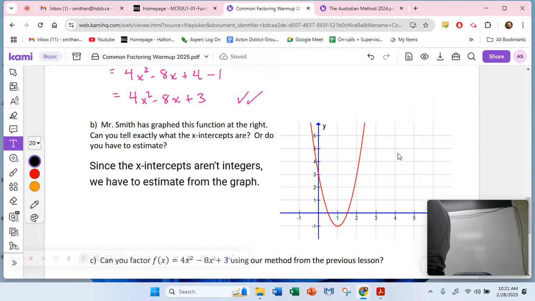So while I pass around the next thing, my question to you guys is, can you apply the factoring techniques that you used in the warm-up and from earlier lessons to factor 4x squared minus 8x plus 3? So can you guys try factoring that while I pass around the next thing?